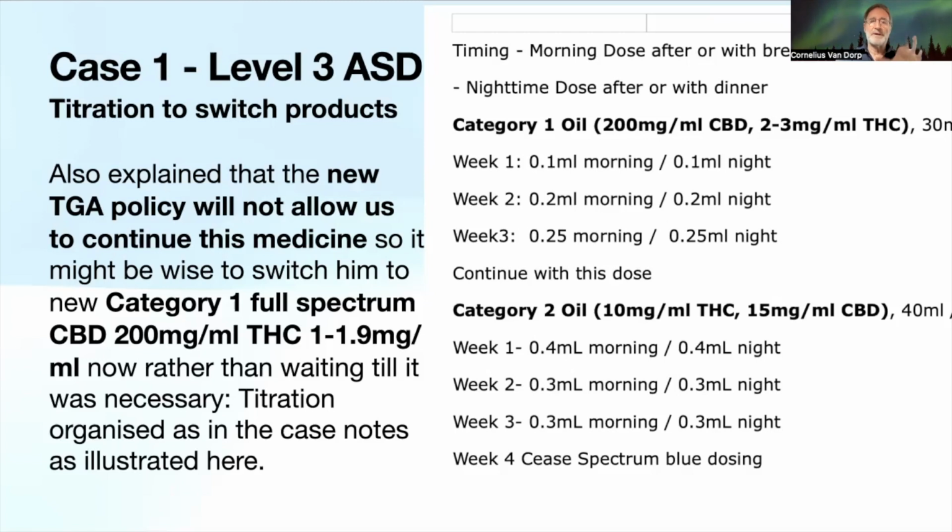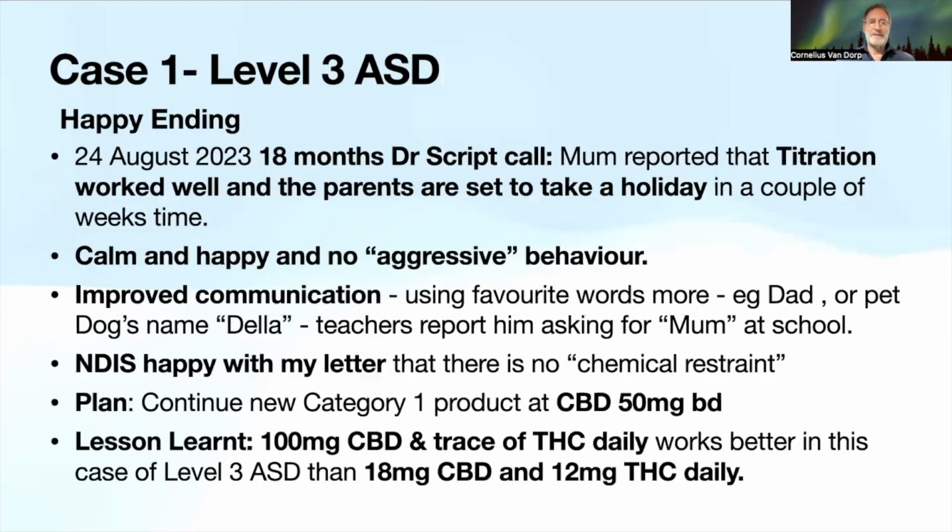So then I decided to start him on one of the new category 1 full spectrum CBD and MCT oil, a very potent drop, and then titrate the old one out. All right, and so, happy ending. At 18 months at the doctor's script call, mum reported the titration worked perfectly and the parents are all set to take a holiday. Calm and happy, no aggressive behaviour, improved communication, using favourite words more, e.g. dad or the pet dog named Della.